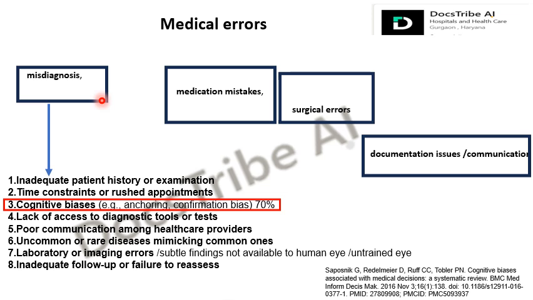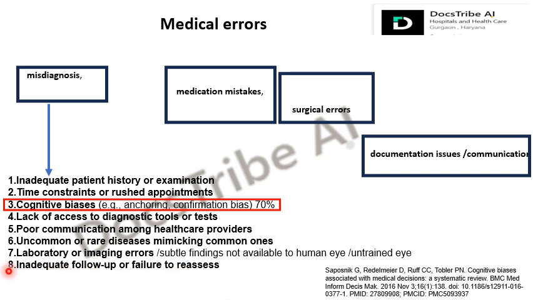In the core problem, are there factors which can be broken down? Once you break down a problem, it's much easier to find a solution. So what are the factors for the problem? Inadequate patient history, time constraints, and a whole lot of things. Inadequate follow-up or failure to reassess.